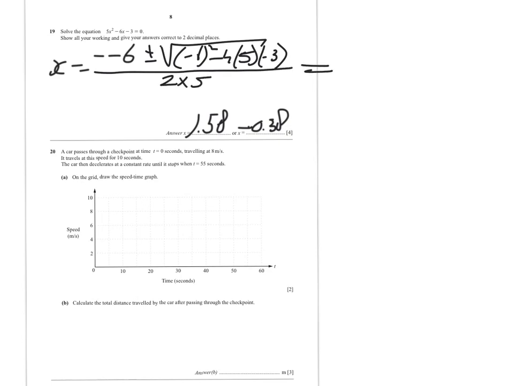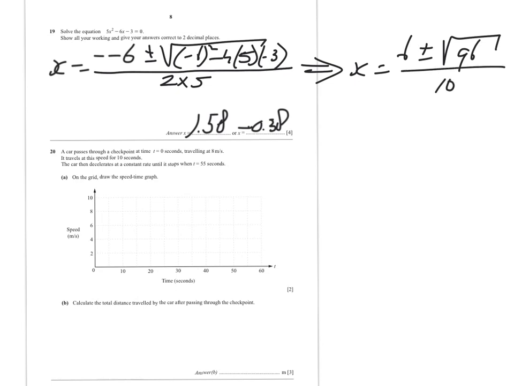There we go. We have to show as many workings as we can. So 6 plus or minus the square roots. Work out what is in a square root. So minus 6 squared, that's 36. And that's going to be plus, oh wait, go back, 36 plus 60, so it's going to be 96, and all of that divided by 10. So those are my workings.